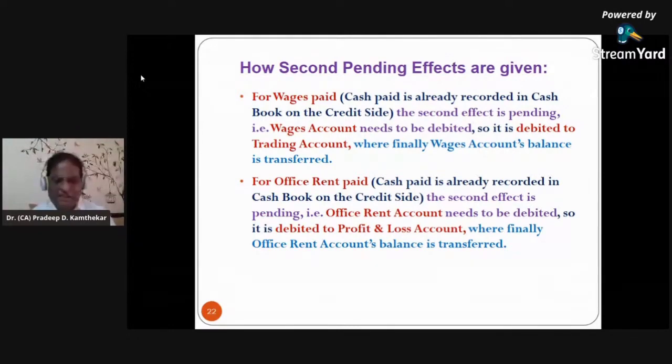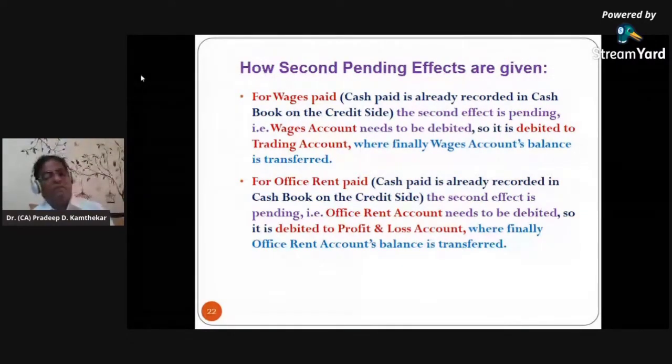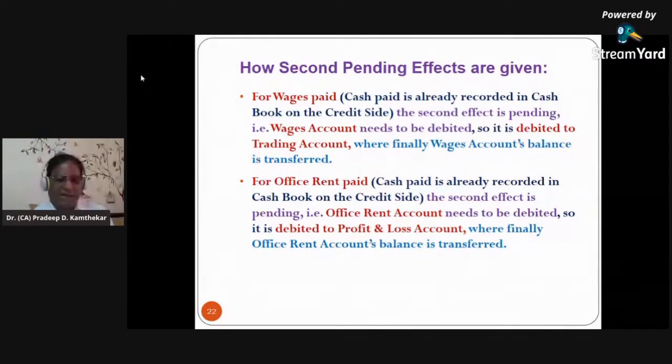Now let us go to office rent. Suppose that particular shopkeeper has paid the office rent, that shop rent, and again for this he has recorded that in the cash book. So one aspect is recorded. But what about the office rent account? The second effect should have gone to office rent, and that again he has not prepared because it is a part of the general ledger. So that office rent, which finally goes to profit and loss account, in this conversion method, this second effect we give by recording office rent on the debit side of profit and loss account. This is how the second effect is given.